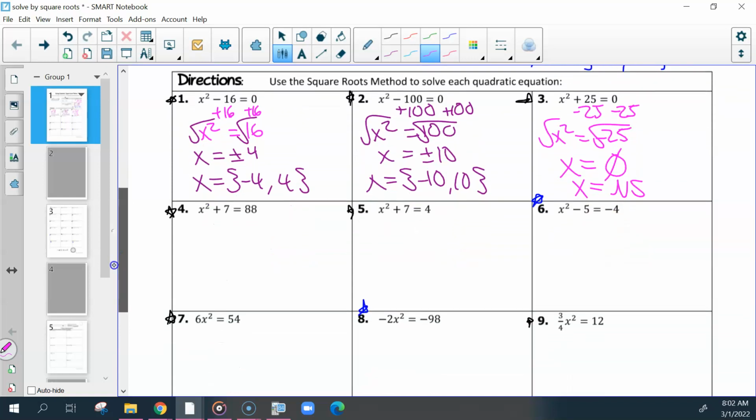Moving on to number 4. Now we have numbers that aren't 0. We're still doing the same process. Get rid of everything near your x squared, so subtract 7. Take the square root of both sides. What would the square root of 81 be? 9. Plus or minus 9. Negative 9 and positive 9 would be our solution set.